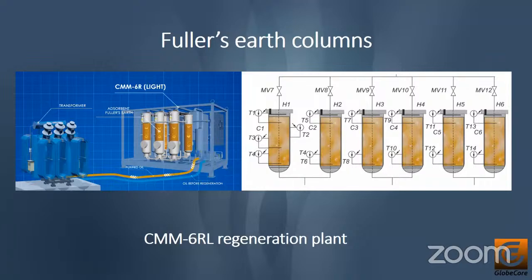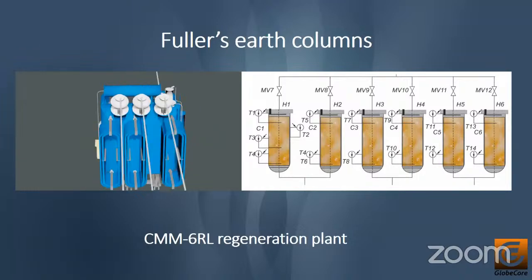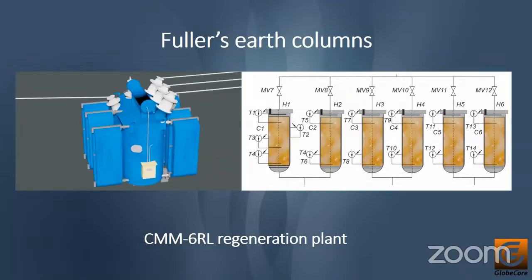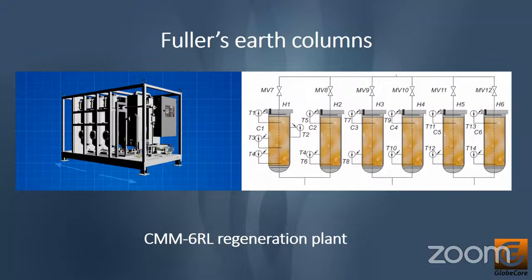Also, in the columns, there is a group of temperature sensors that monitor the temperature of Fuller's earth during its reactivation. Valves at the top determine which of the columns will operate in each oil regeneration process. Each of these columns contains approximately 75 kilograms of Fuller's earth, or 150 kilograms in the bigger machines.